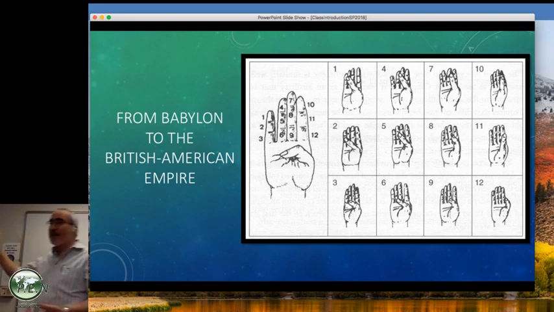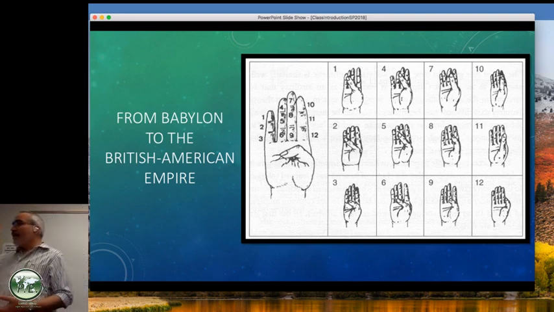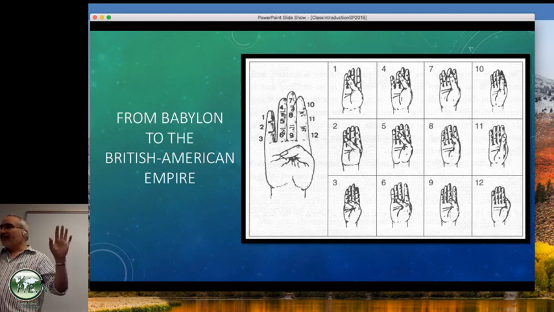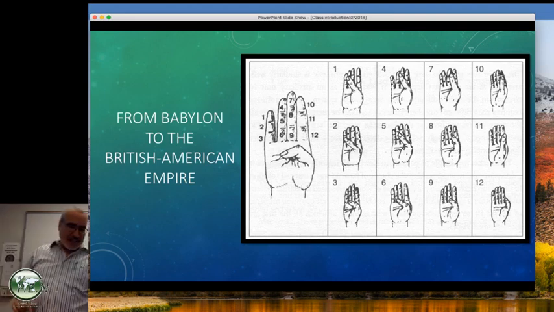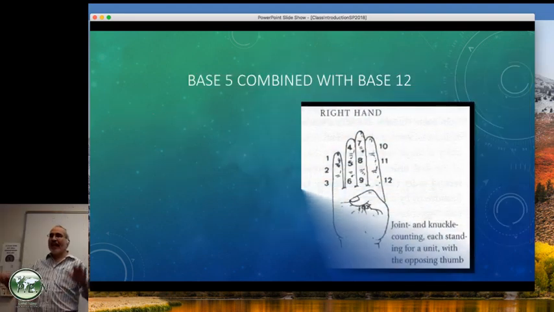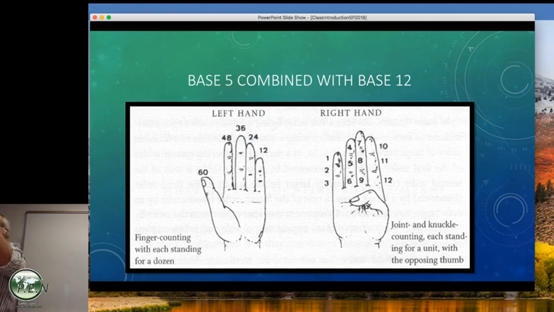Maybe in Europe, or maybe in Britain. But the real interesting thing is what did they do with this other hand? Multiply. Good. They kept track of how many 60s they had. So you have 12, 24, 36, 48, 60. There's our 60 seconds. There's our 60 minutes in an hour.